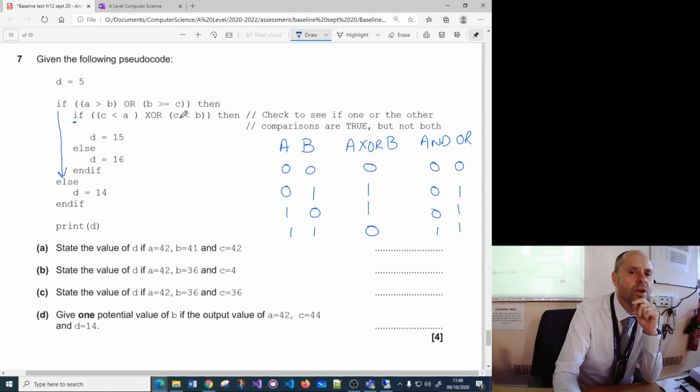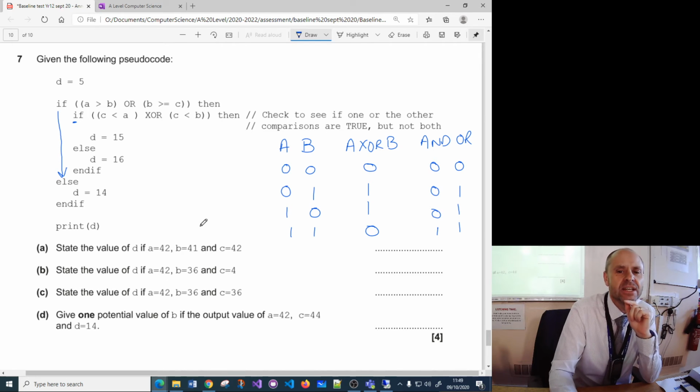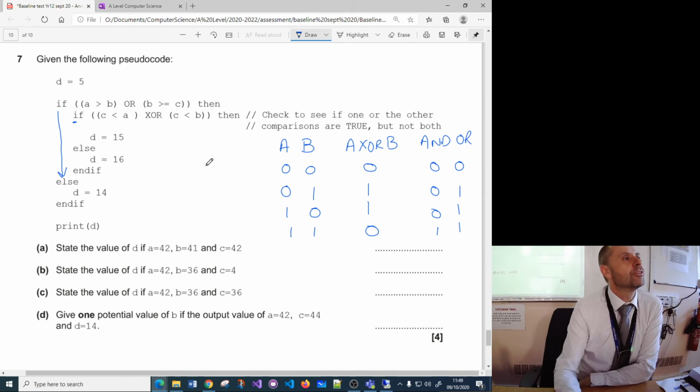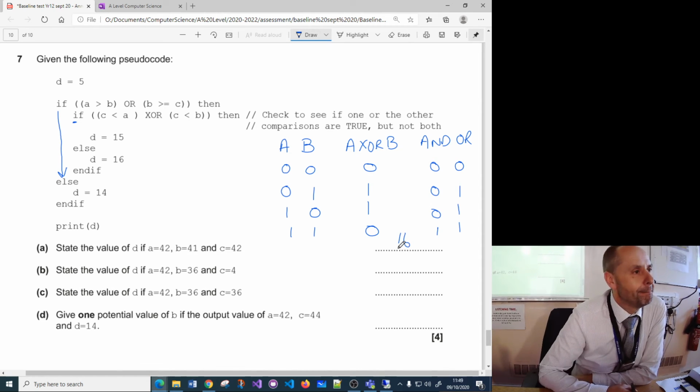Right, so we're looking at XOR. Is C less than B? No. So that actually is true, isn't it? No. Why isn't it? Both are incorrect, so it's not true. Okay, so that's not true. So we had two falses, and with exclusive OR, if we've got two the same, that's all you've got to remember, two the same is false. So we actually can do the else. So you should have got 16 for that first one.